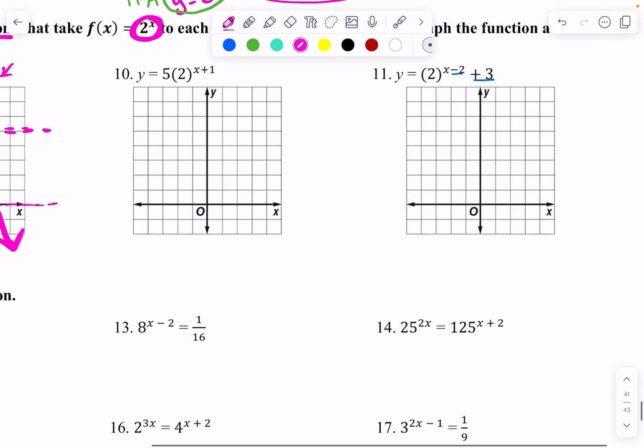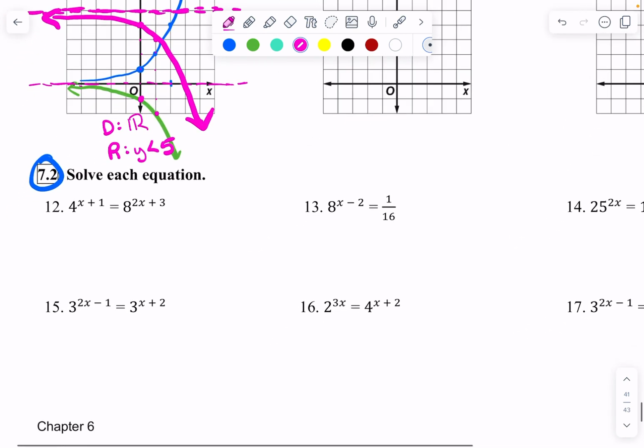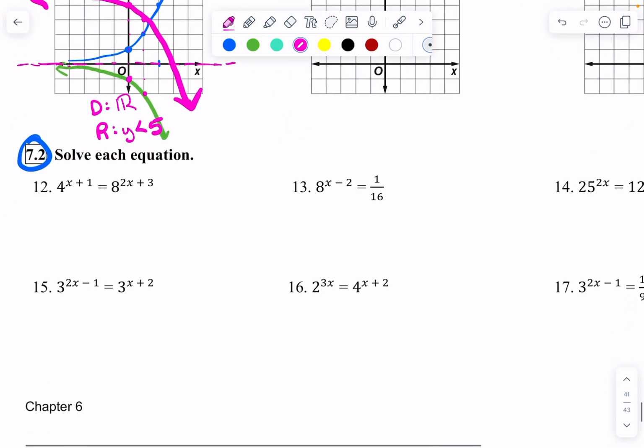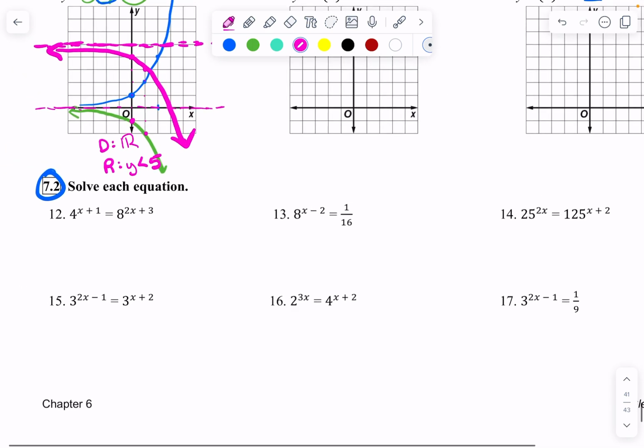All right, go fill in 10 and 11, and then let's talk through some of these on the 7.2 section. These are all going to be similar. Let's do like 2 of these together. We'll do, I don't know, let's do number 12, and number 17, because that one has a fraction in it. I guess we could do number 13. Let's do 12 and 13. I don't care. All right, here we go.